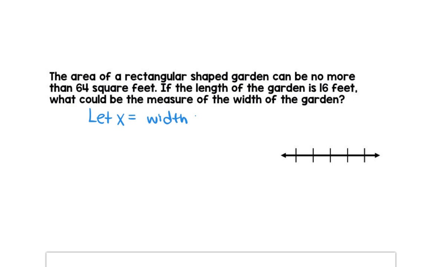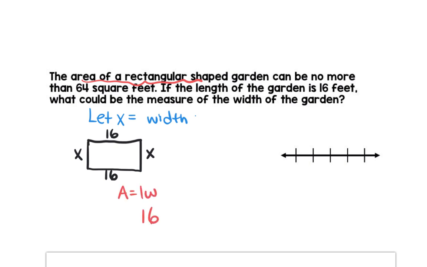Whenever we're talking about perimeter or area, I think it is important to make a sketch of what we are doing here. So if we know the length is going to be 16 feet, the width is going to be our x, and we're going to use that to set up our equation. So area of the rectangular shape, area is going to equal length times width. So our length is 16, our width is unknown. It can be no more than 64 square feet. So no more than, it has to be less than or equal to.